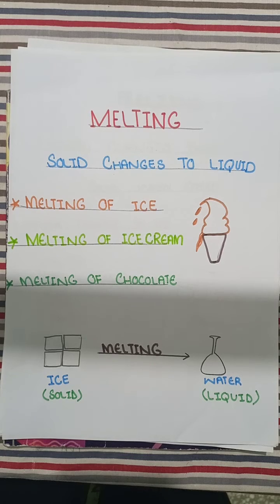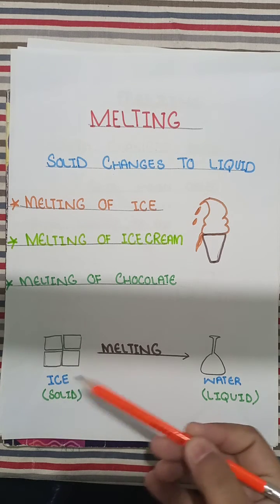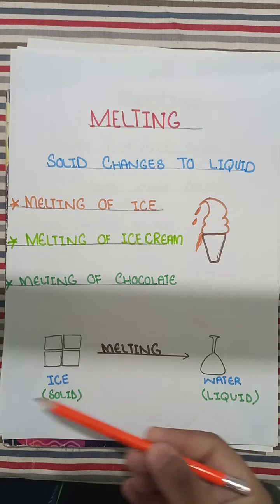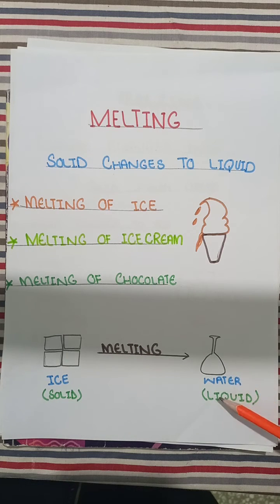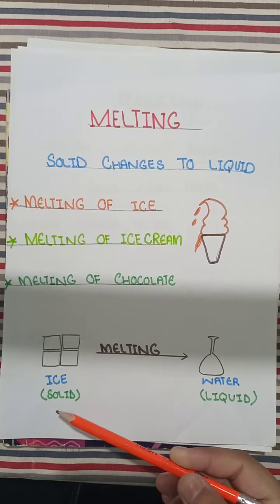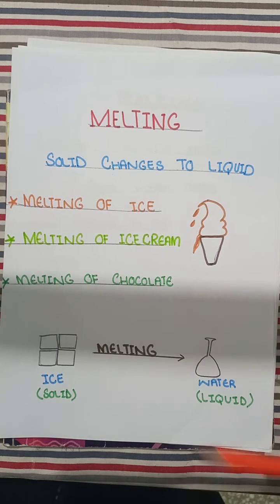Ice is a solid state. When we heat the solid ice or we place the ice at room temperature for some time, it can be converted into a liquid state, which is water. Water is the liquid state of ice. This is called melting. Melting is the process in which the solid changes into liquid by heating. For example, melting of ice, melting of ice cream, and melting of chocolate.